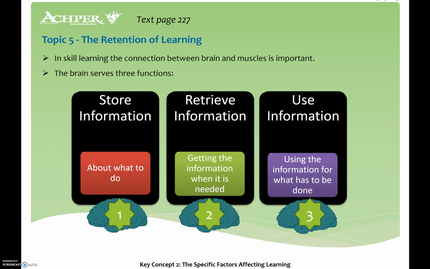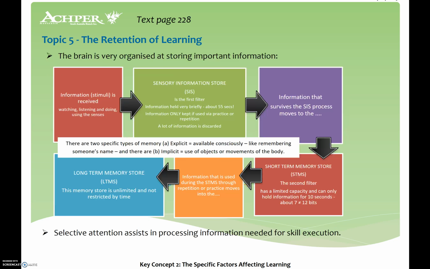So the skill learning connection between brain and muscles is important because we store information, then we retrieve information, and then we use information. So we might think we just run and kick the ball the way we've been taught, but the reason we do that is because our brain and our muscles work together to get that muscle memory to be able to do that consistently, and then when we get to autonomous level, to do that at our optimum level. So then we can see the process there.